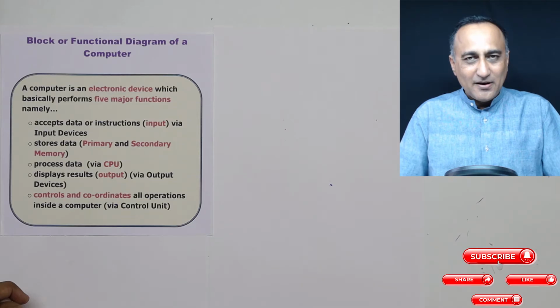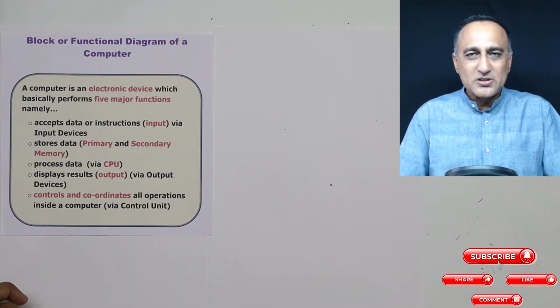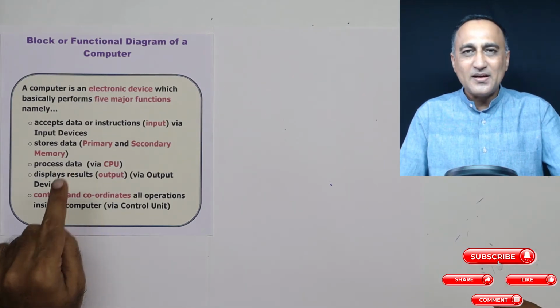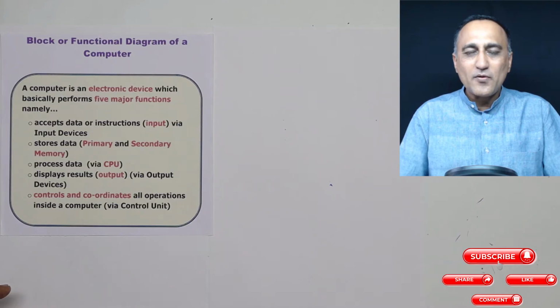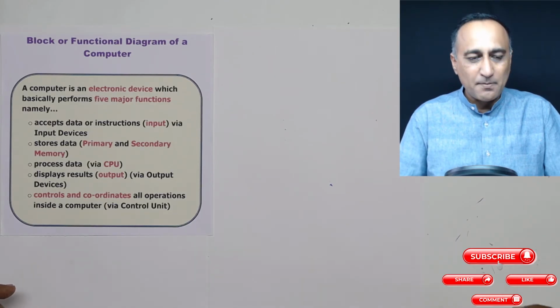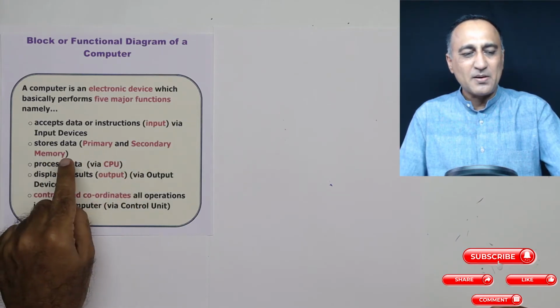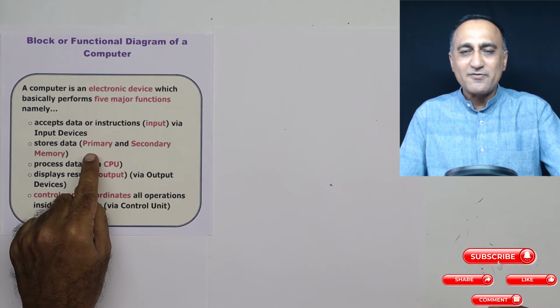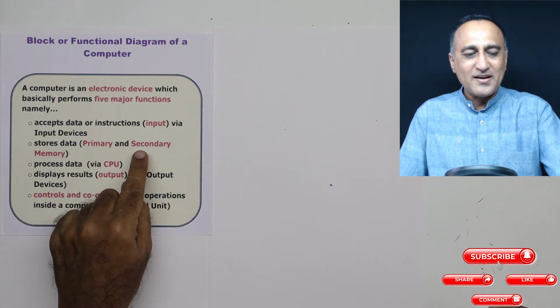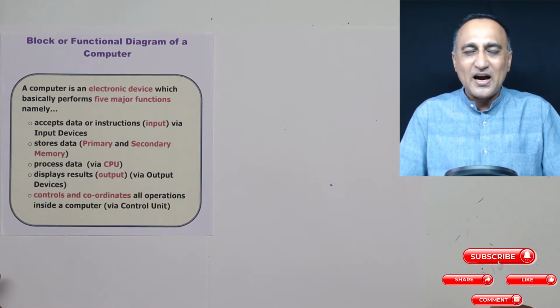Then data, for being processed or used, requires to be stored. So the data is either stored in the hard disk, or when it is required for actual processing, it is brought to the main memory. So a computer stores data in the primary and secondary memory. Primary memory is referred to as the main memory. Secondary memory is referred to as the hard disk, DVD, CD-ROM and all those things.